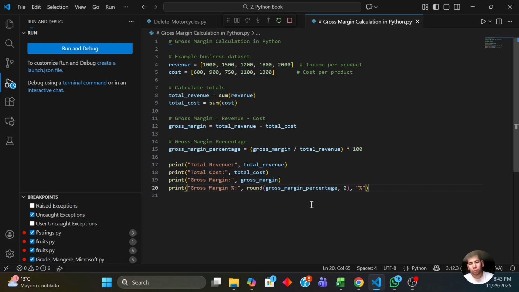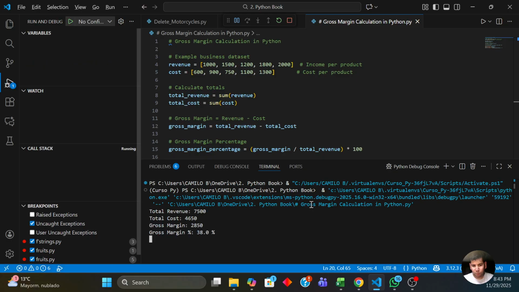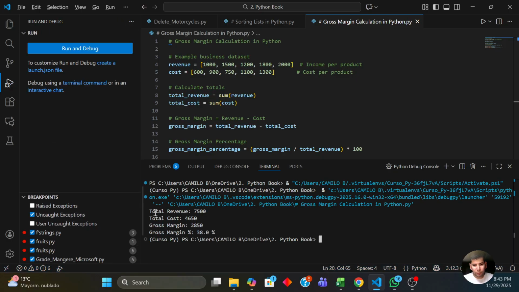We are going to run the code. And this is the revenue. This is your total cost. This is your gross margin. And this is the percentage of your gross margin. In this case, it depends on the industry you are working in. This can be good or it isn't. So there is not a right or wrong answer.